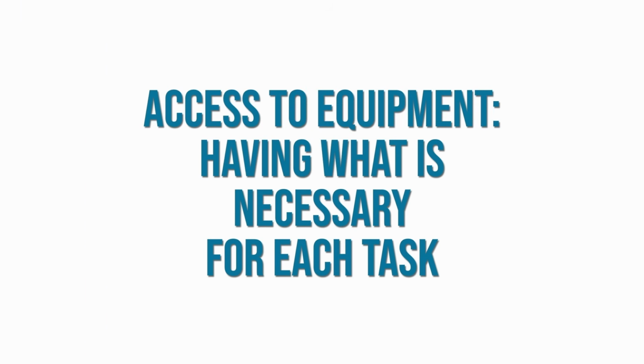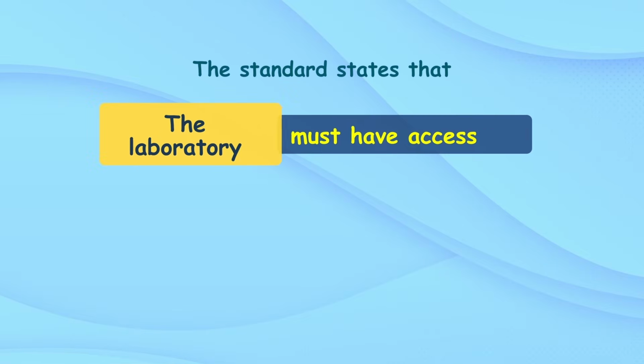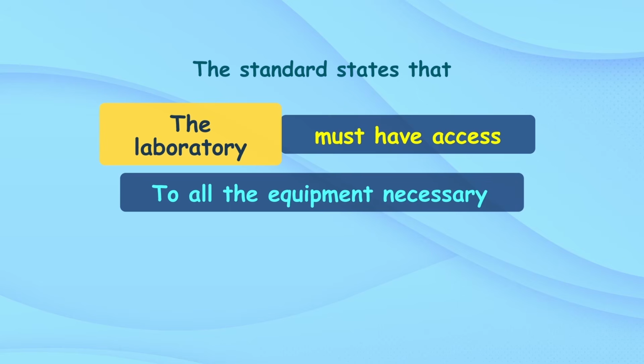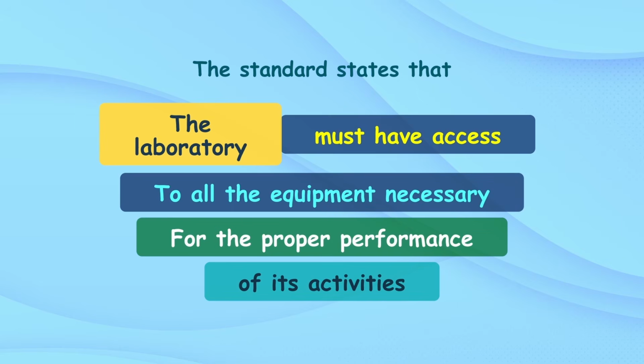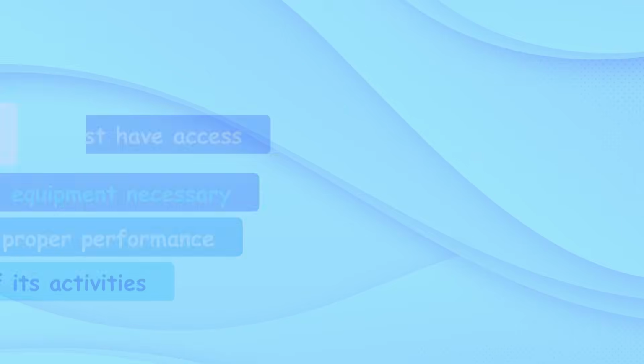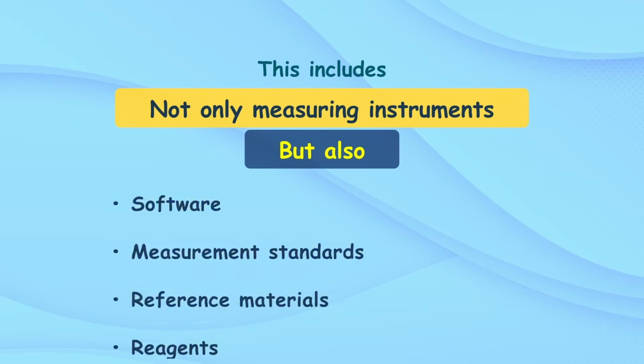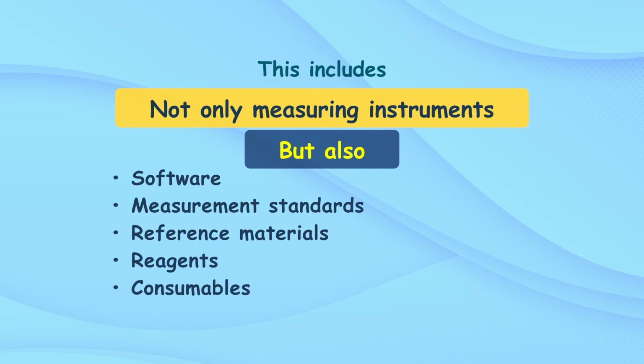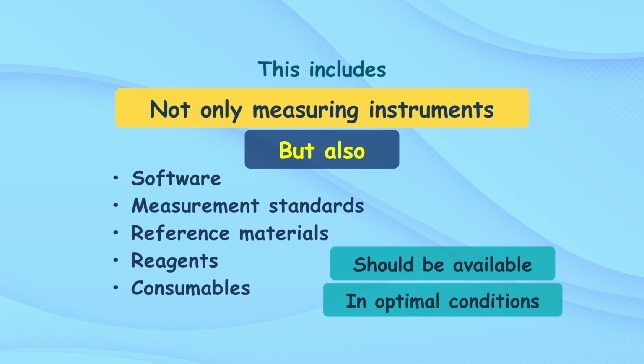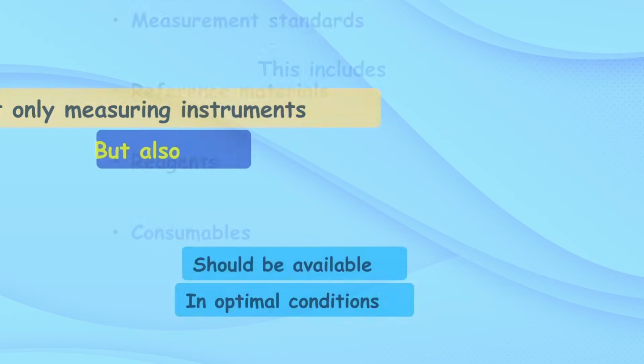Access to equipment. Having what is necessary for each task. To begin with, the standard states that the laboratory must have access to all the equipment necessary for the proper performance of its activities. This includes not only measuring instruments, but also software, measurement standards, reference materials, reagents, and consumables. The idea is that anything that can influence the results should be available and in optimal conditions.